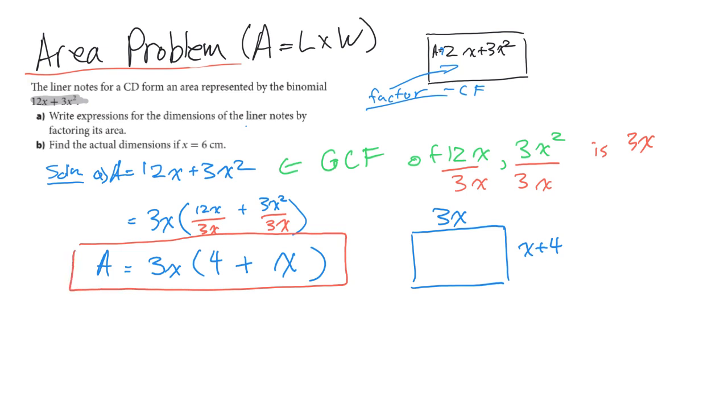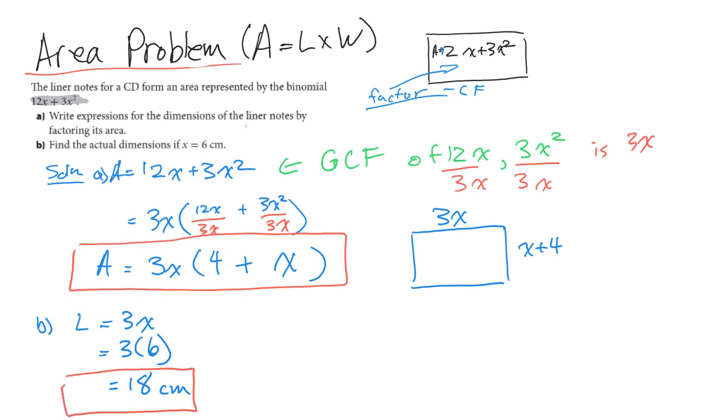So now here is B. I'm going to go and calculate B. For B, I'm going to say that my length is equal to 3x, right? And I'm going to say, all right, remember our x value is 6 here. So we're going to substitute 6 in. So we end up with 3 times 6, which gives us 18. And that is 18 centimeters. So the length in this case is 18 centimeters. And we just say, well, L is 18.